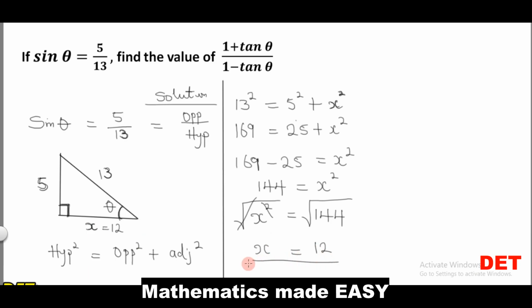So I haven't looked for the other side. The next thing I will do is now to look for the value of 1 plus tan theta over 1 minus tan theta. Alright.